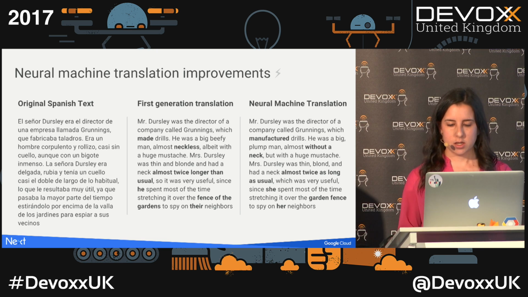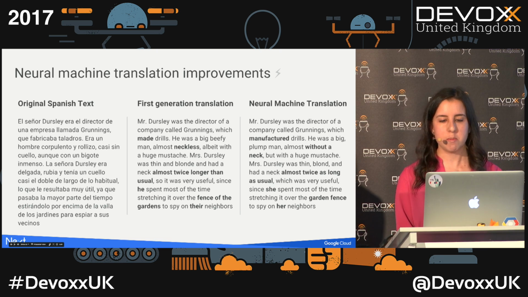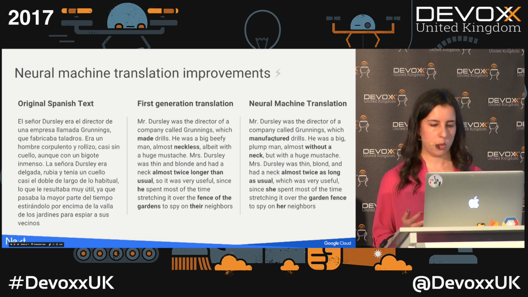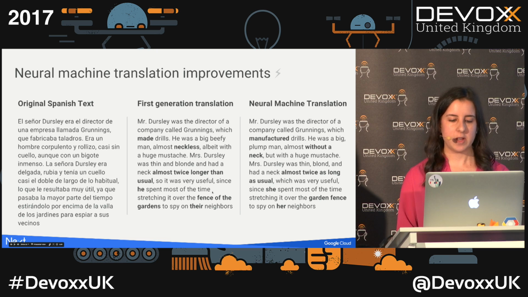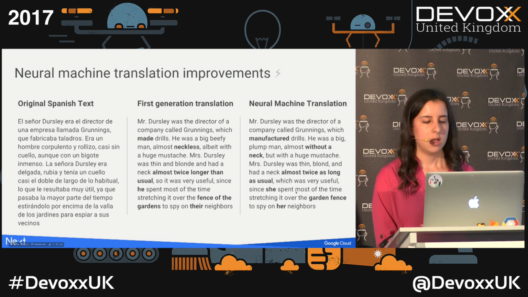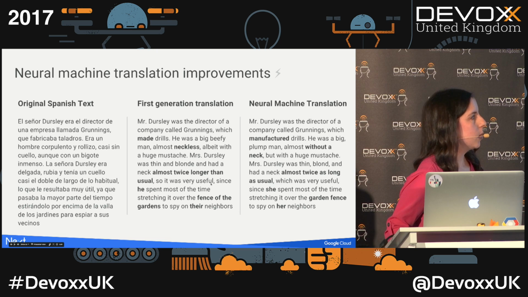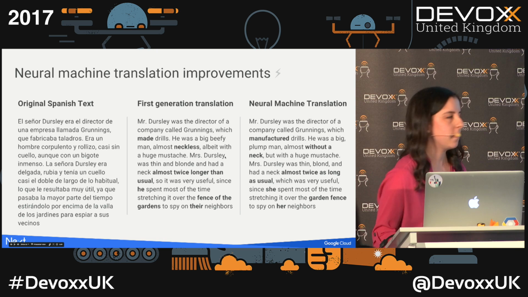And we can see that the improved translation picks up a lot more of the nuances. So it changed from made to manufactured, which is a much more accurate verb describing what Mr. Dursley did. And then here, if we look at the bottom, I bolded all the differences, but it changes fence of the gardens to garden fence, and then uses the correct pronoun in the last example. So small improvements, but they do make a big difference in quality of the final translation.